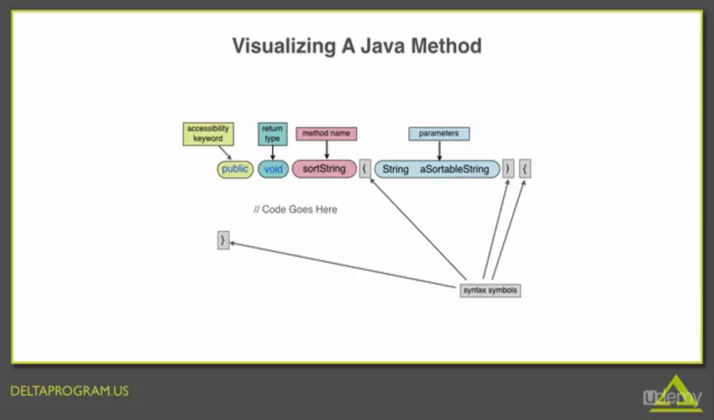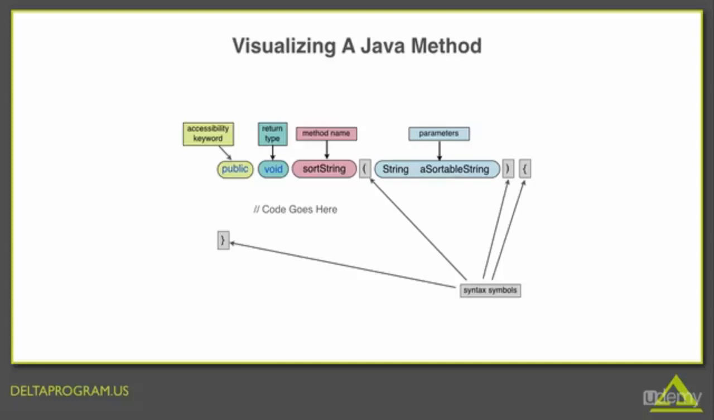As you can see, I've said "code goes here" after two forward slashes. That actually is meant to be a comment, and we'll get into more of that later. But that's not actual code. I'm just suggesting to you where in the method the code should go.